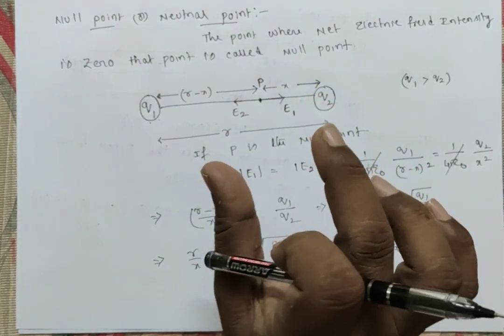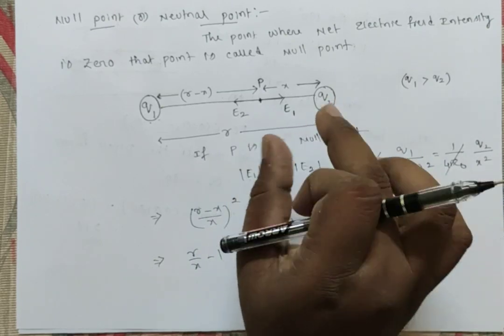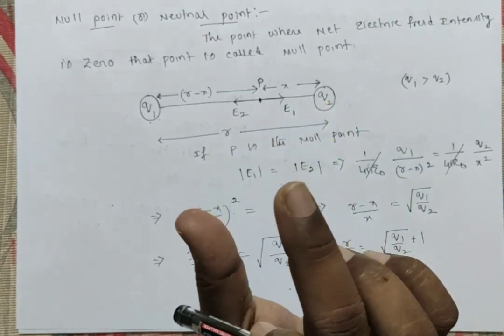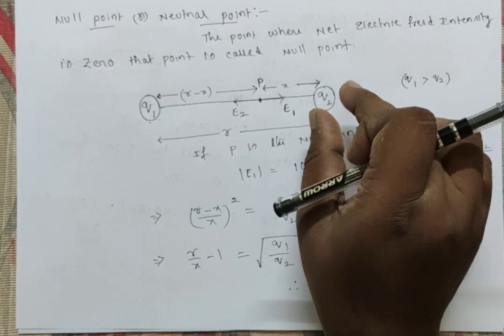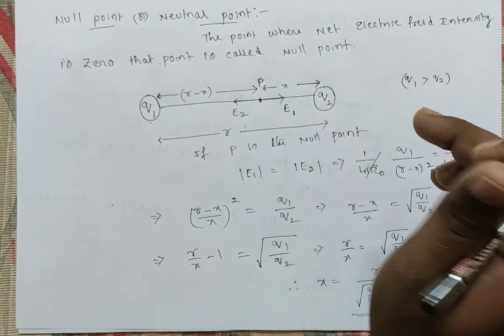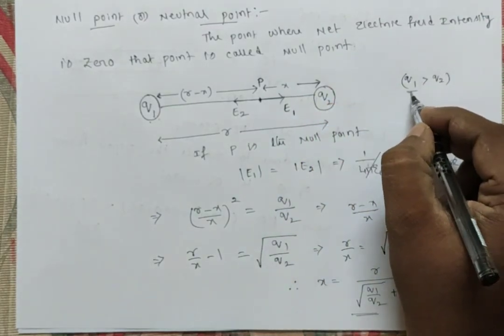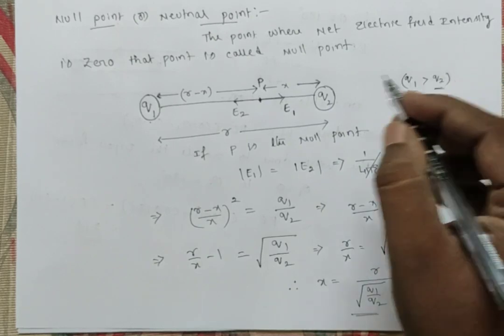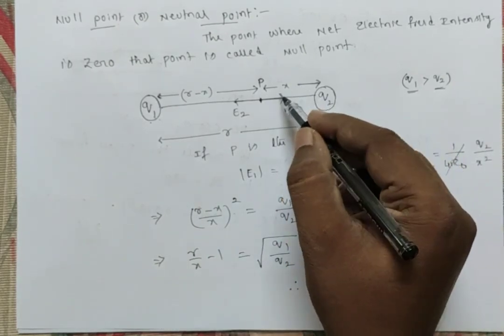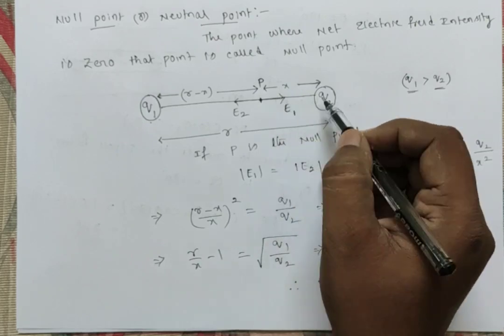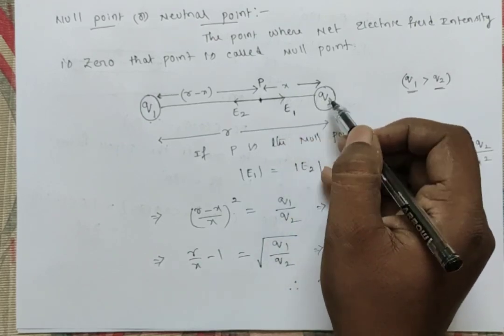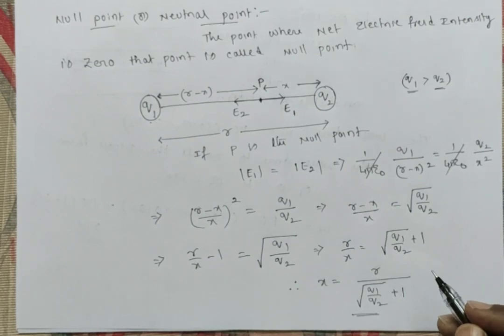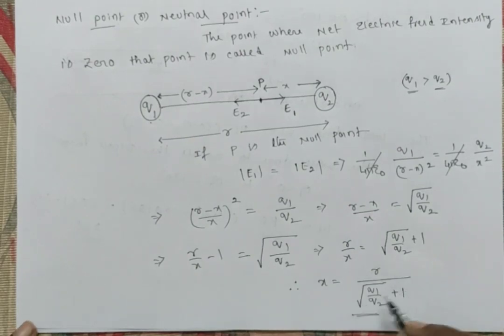That's why the null point is only very close to the lower magnitude of charge. Already I told you q1 is greater than q2, so q2 is the smaller magnitude of charge. That's why the null point is possible closer to q2. So this is the formula we have.